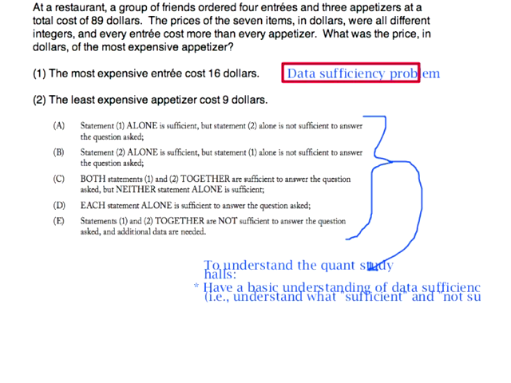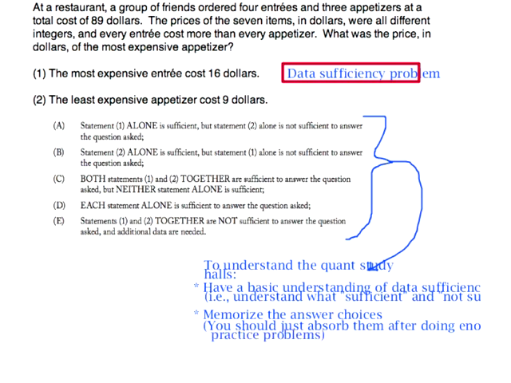And then also, you should memorize the answer choices, which is not really an active task of memorization. Basically, you should just absorb them after doing a handful of practice problems. They should just migrate into your head by osmosis. You won't really have to put effort into memorizing the choices. But this is what the choices mean: they're just various combinations of whether statements are sufficient to solve the problem or not.